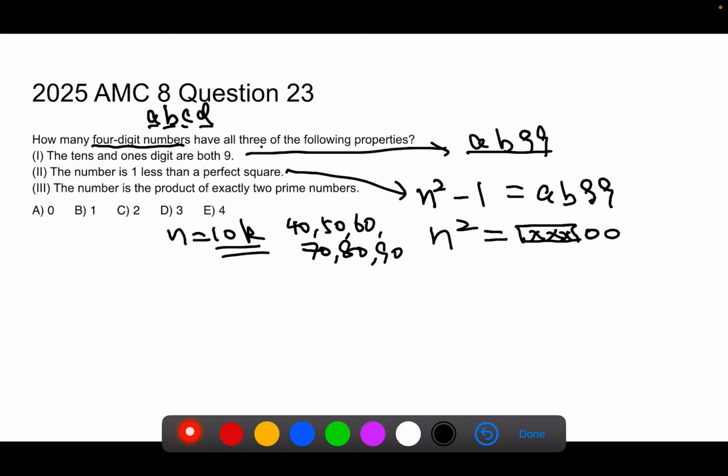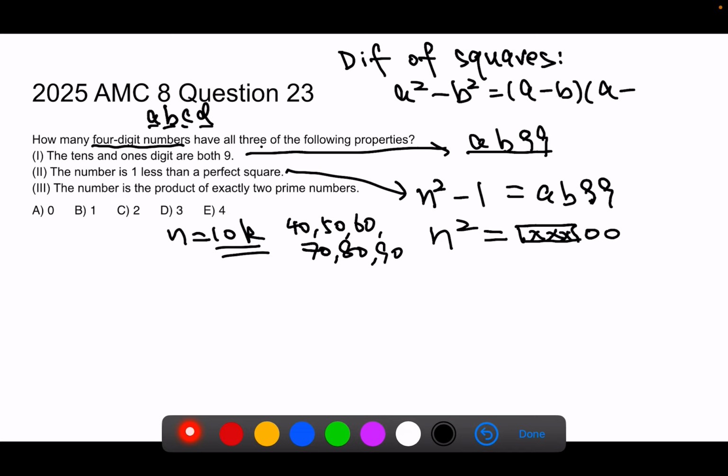Now, how do you know if it satisfies the third condition? Let's use 40 as an example, and here we will be using the difference of squares. If you don't know this equation, take notes. Super useful for algebra, number theory, even some geometry questions. So a squared minus b squared equals a minus b times a plus b. To prove it, you just expand it. You will find the ab term gets canceled out very nicely.